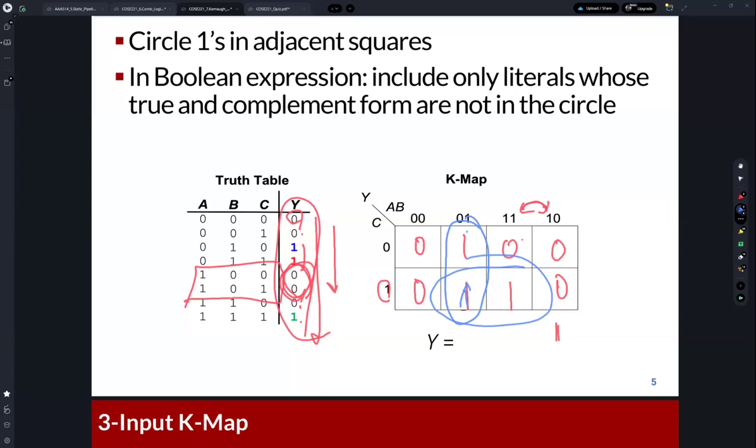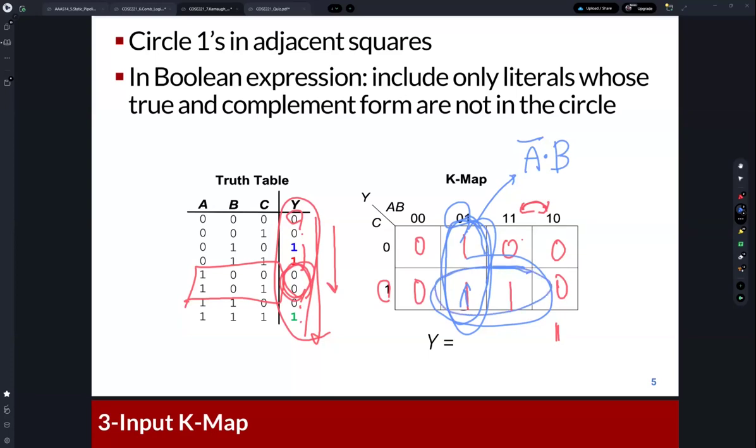So this circle represents, you can find that this is 0, 1, right? Then C is 0 and 1. So we can remove C for this circle. So this circle represents A bar and B, right?